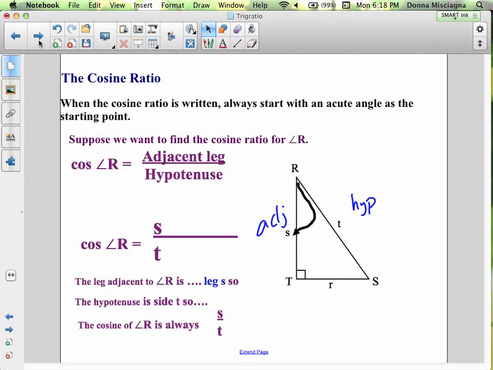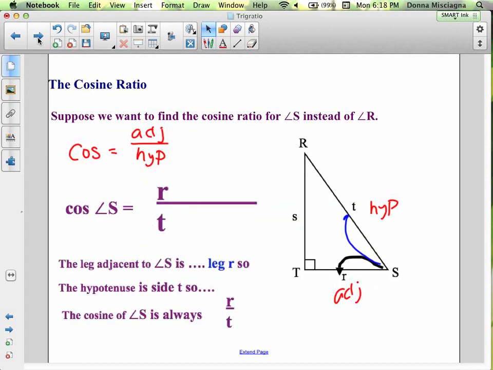So here's our first one. When the cosine ratio is written, always start with an acute angle as the starting point. We never use the right angle. Suppose we want to find the cosine ratio for angle R. That's going to be the adjacent leg over the hypotenuse. The adjacent leg is the leg that makes up part of the angle. There it is. And the hypotenuse is always opposite the right angle. So the cosine for angle R is the adjacent side, which is side S, over the hypotenuse, which is side T. So the cosine of angle R is going to be S over T.